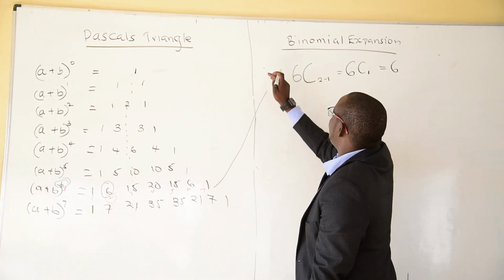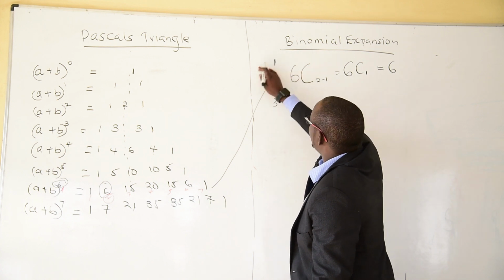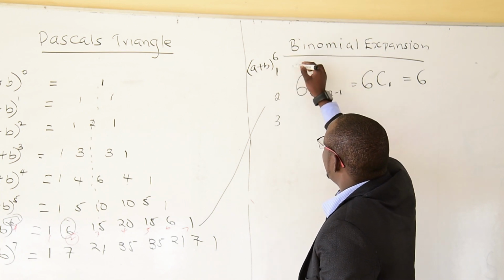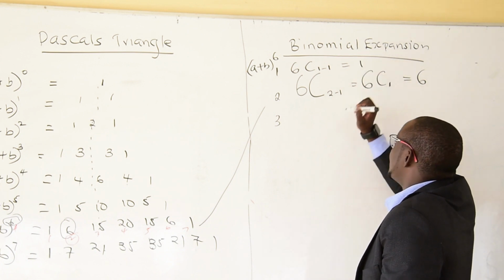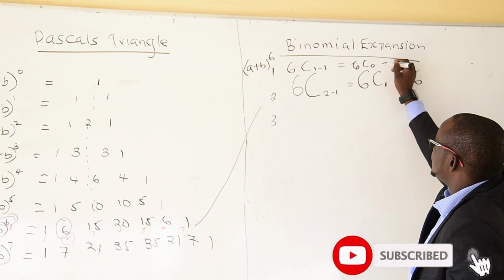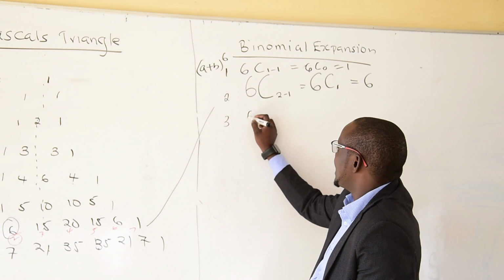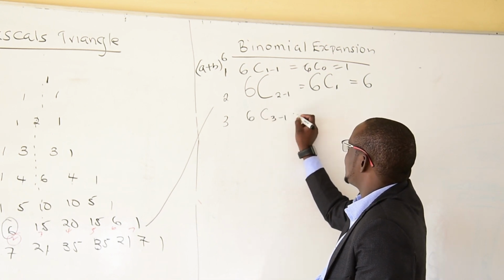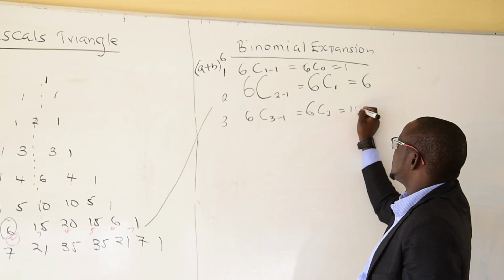Maybe I can say, to get the first term, here we have the second, we have the third. When you are given (a plus b) power 6, the first term will be given by 6 combination 1 minus 1, which is actually 1. Or, in other words, 6 combination 0, which is actually 1. The third term will be given by 6 combination 3 minus 1, which is actually 6 combination 2, equals 15.